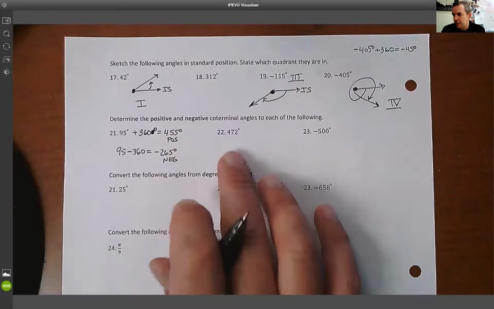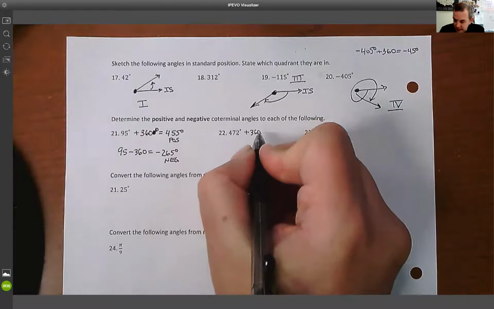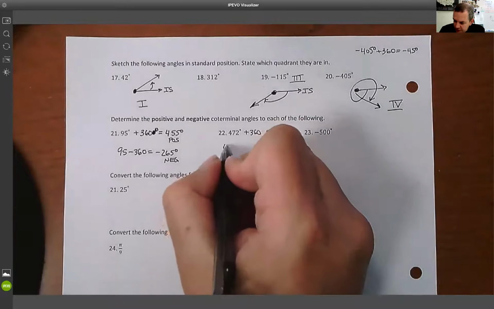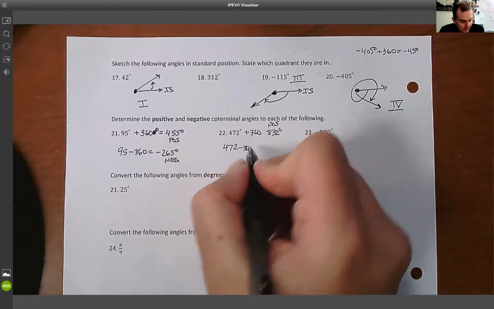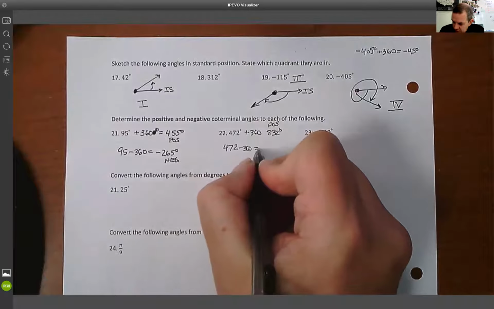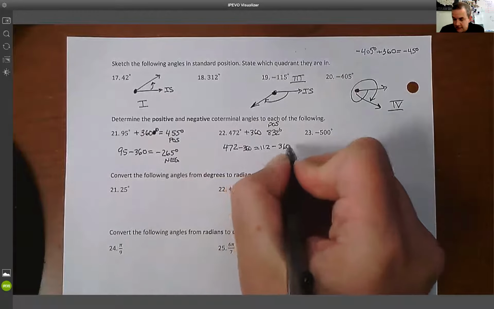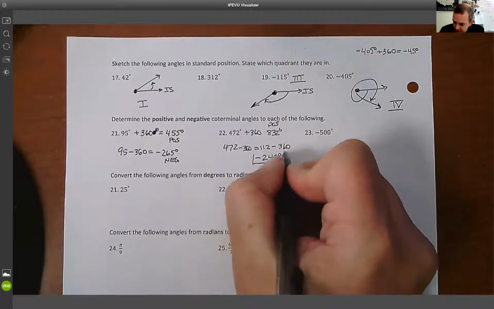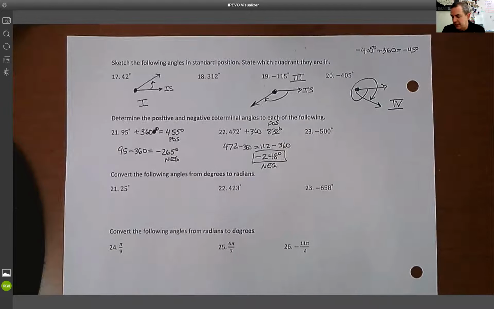The one you got to be careful about is one like this. When I add 360, I end up with 832 degrees. So that was my positive. But when I subtract 360, what's going to happen is I am going to get 112. That's not a negative number. So what I need to do is subtract 360 again. And when I subtract 360 again, I'm going to get negative 248 degrees. That negative number is my negative coterminal. Same idea over here with the negative. You're going to add twice.